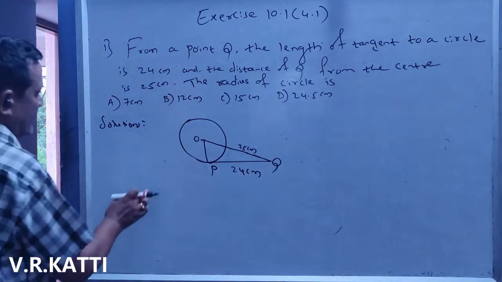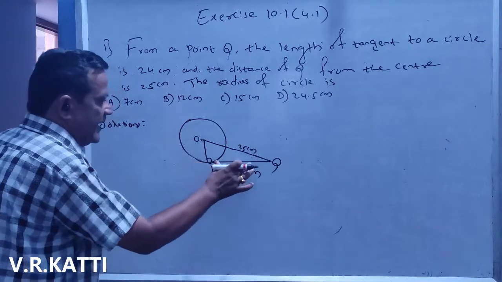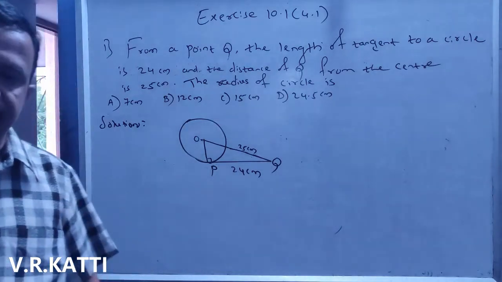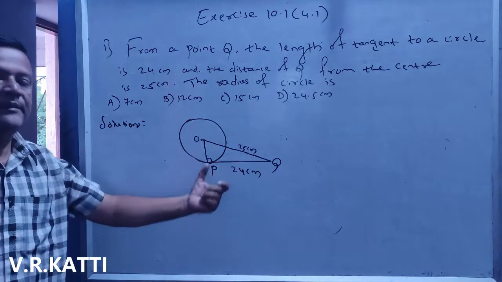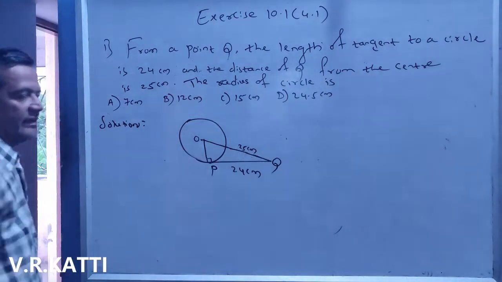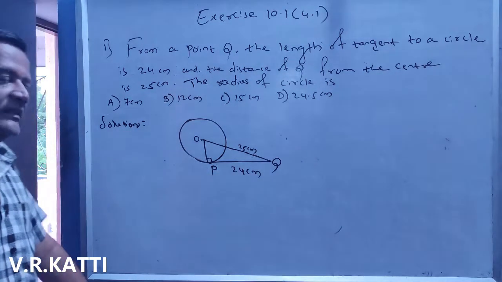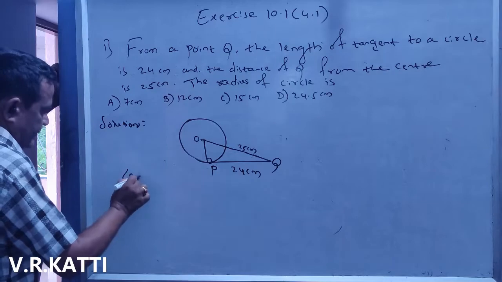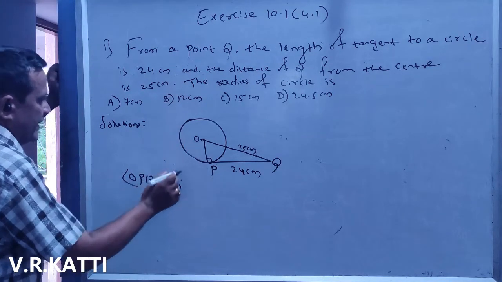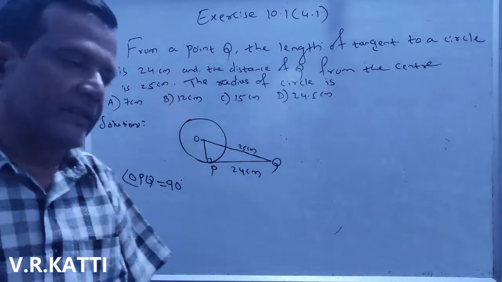Okay, students. Here the radius and tangent are perpendicular at the point of contact. So the radius is OP, PQ is the tangent. So angle OPQ is 90 degrees, because the radius and tangent are perpendicular.